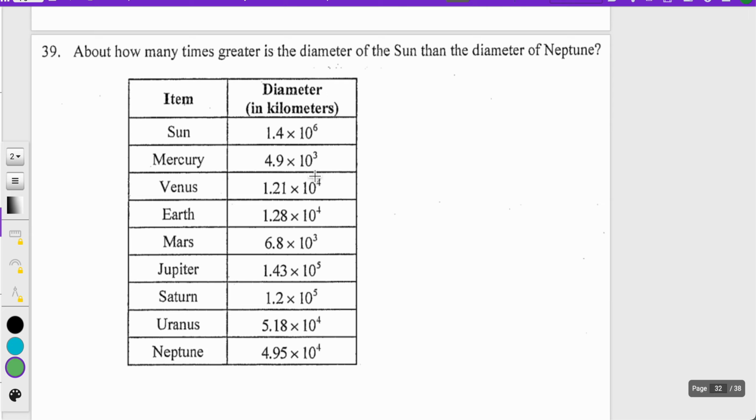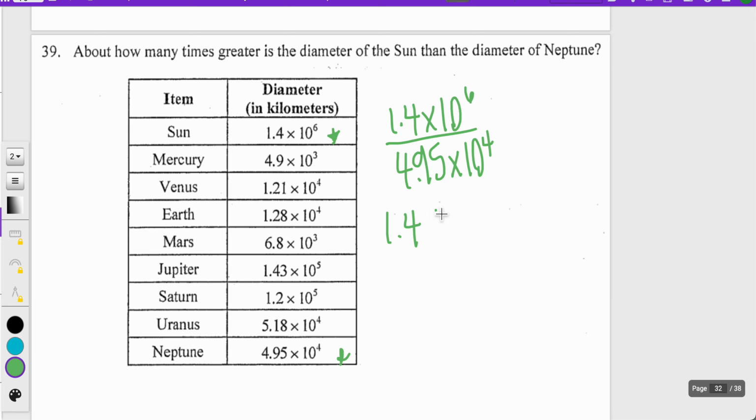About how many times greater is the diameter of the sun than the diameter of Neptune? So we're going to divide these. 1.4 times 10 to the 6 divided by 4.95 times 10 to the 4th. Divide 1.4 by 4.95.